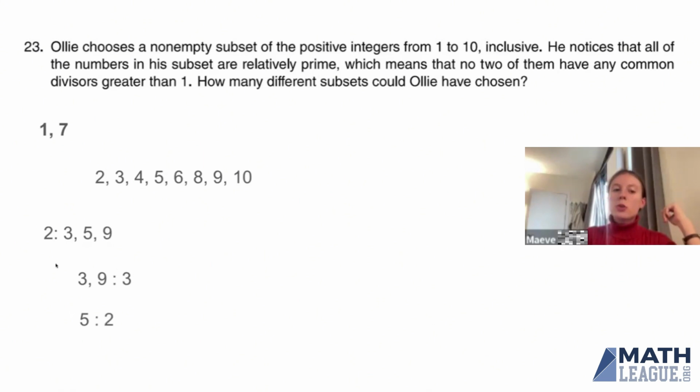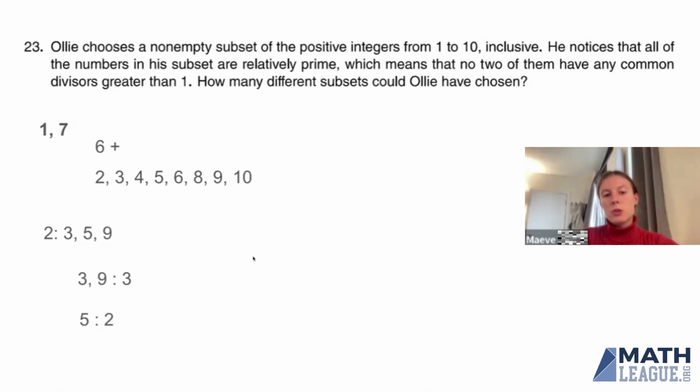So we've got 3 choices for 3 and 9: neither 3 nor 9, just 3, or just 9. And we've got 2 choices for 5. We can have it or we cannot have it. So that's 3 times 2, because we can combine those. That's a total of 6 subsets that start with a 2.